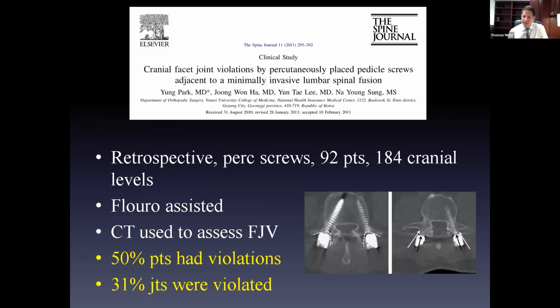This is just one study, and I'm going to go through several different studies that basically summarize the previous couple of slides in terms of what a patient can count on if you violate the cranial facet. This came out of Dr. Park's work, looking at cranial facet joint violations by percutaneously placed pedicle screws adjacent to a minimally invasive fusion. This was retrospective, 92 patients, 184 cranial levels. These were fluoro-assisted, so they were using fluoro in both the AP and lateral plane to help guide their approach. What they showed is that 50% of patients had violations at the unfused levels, and 31 of these joints were in fact violated. The images from that paper show a couple of examples of how that occurs, and this is in line with the images that I showed you before.